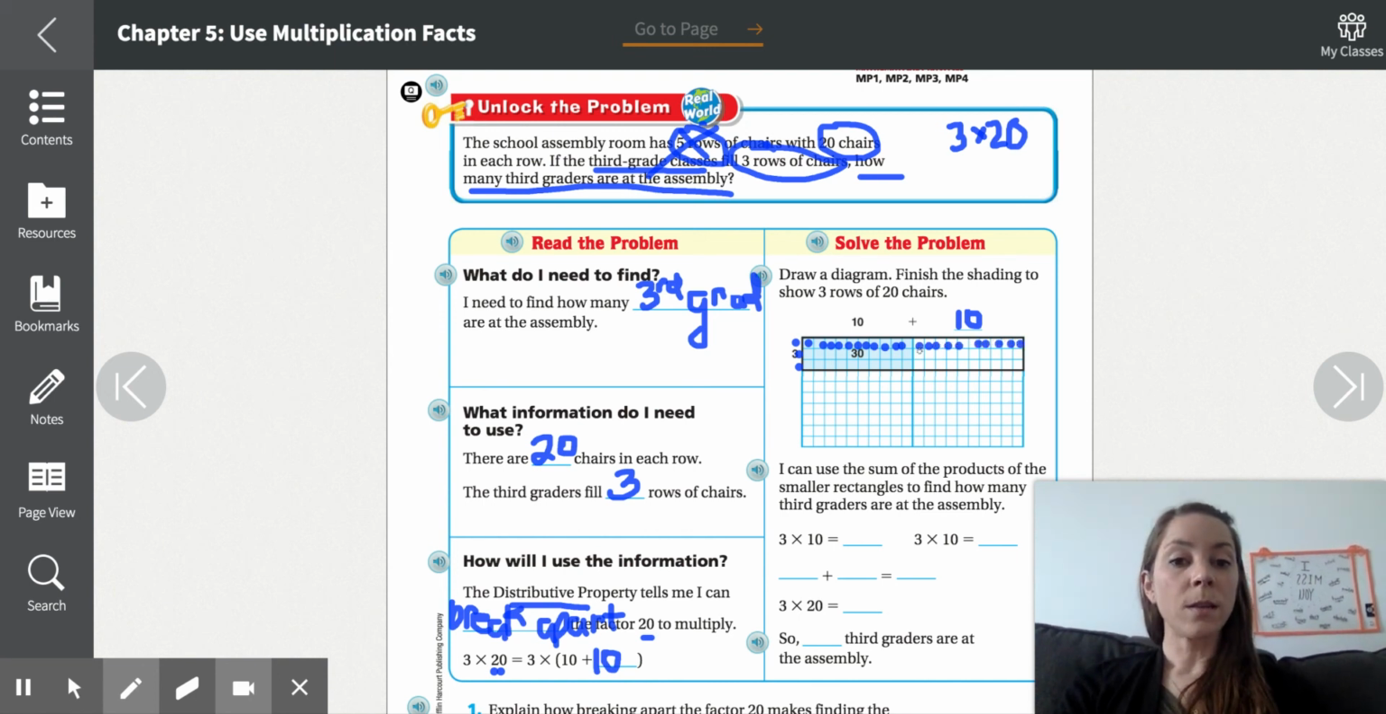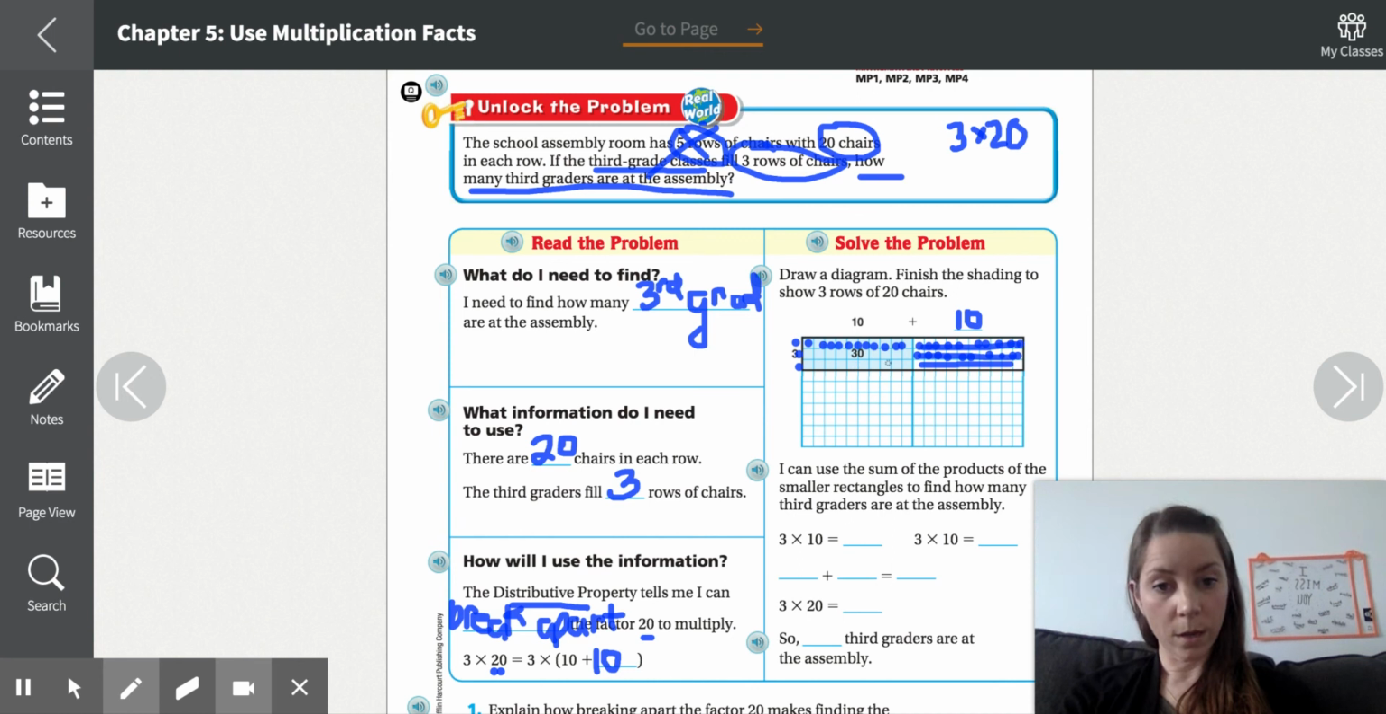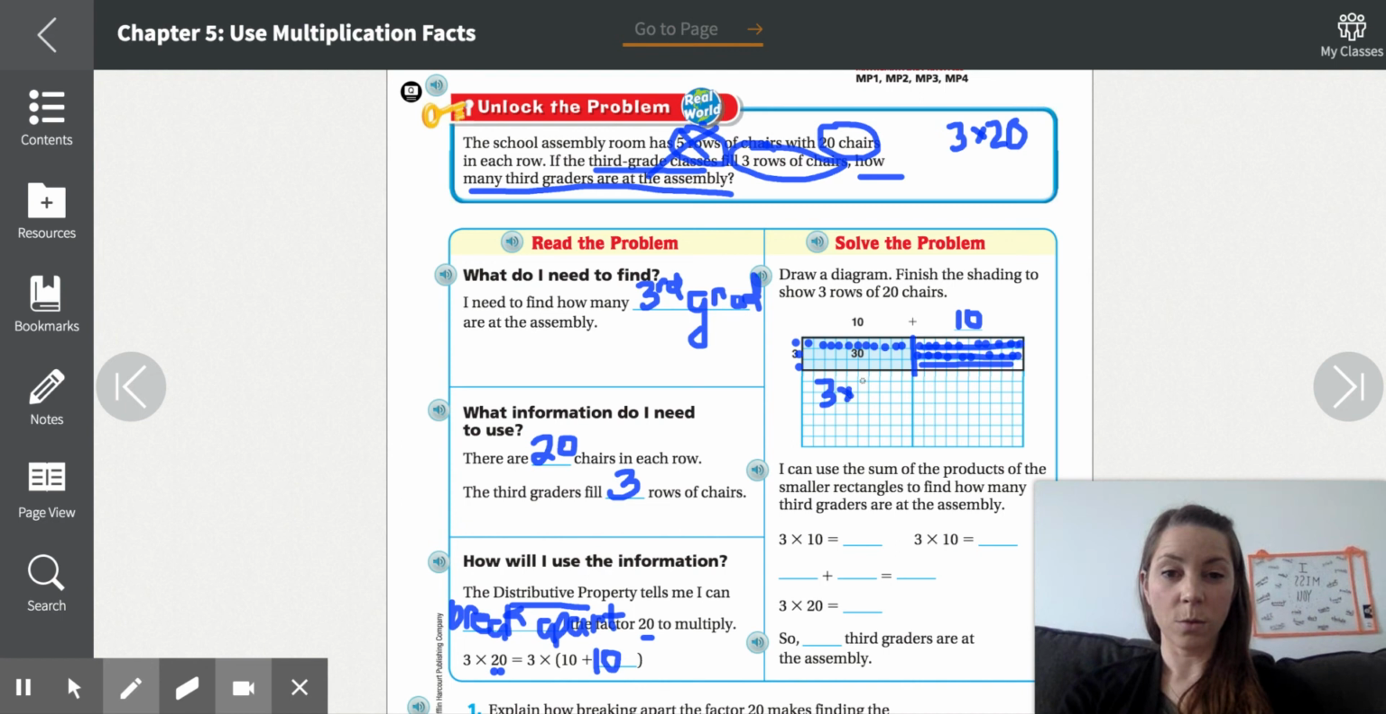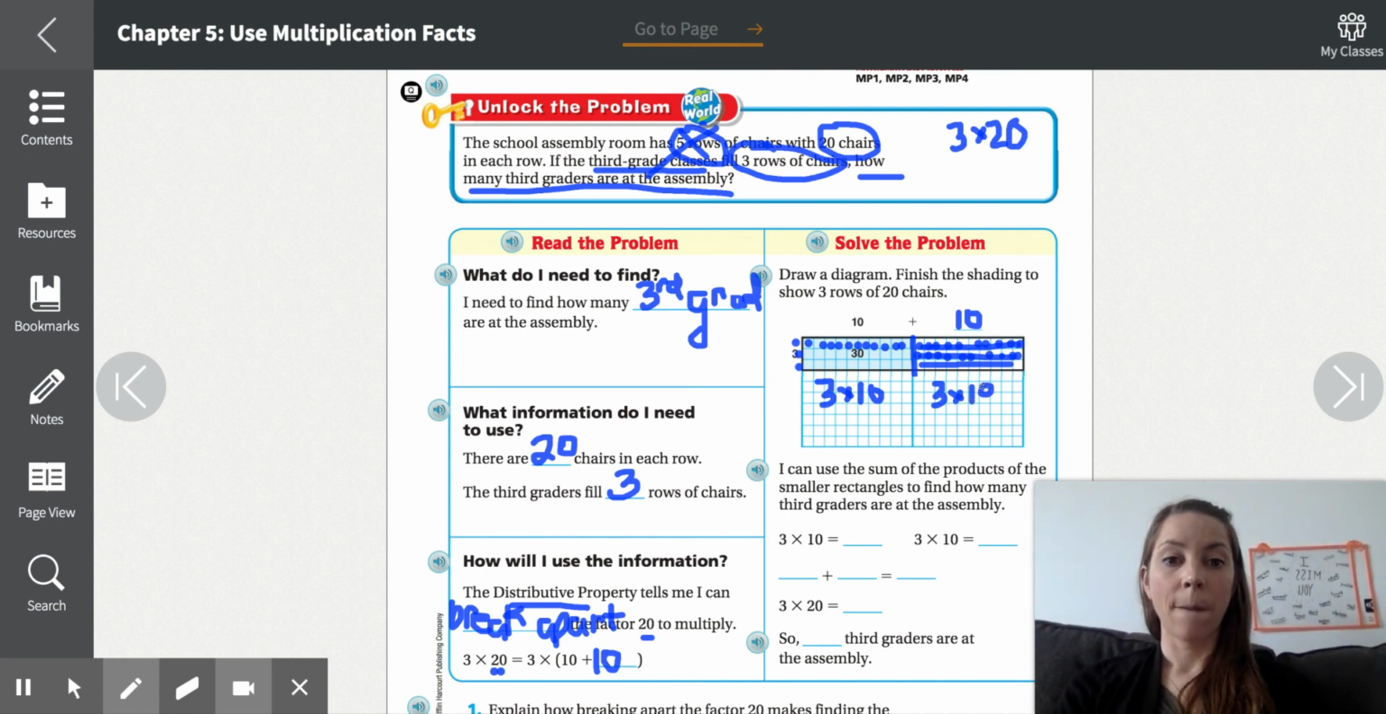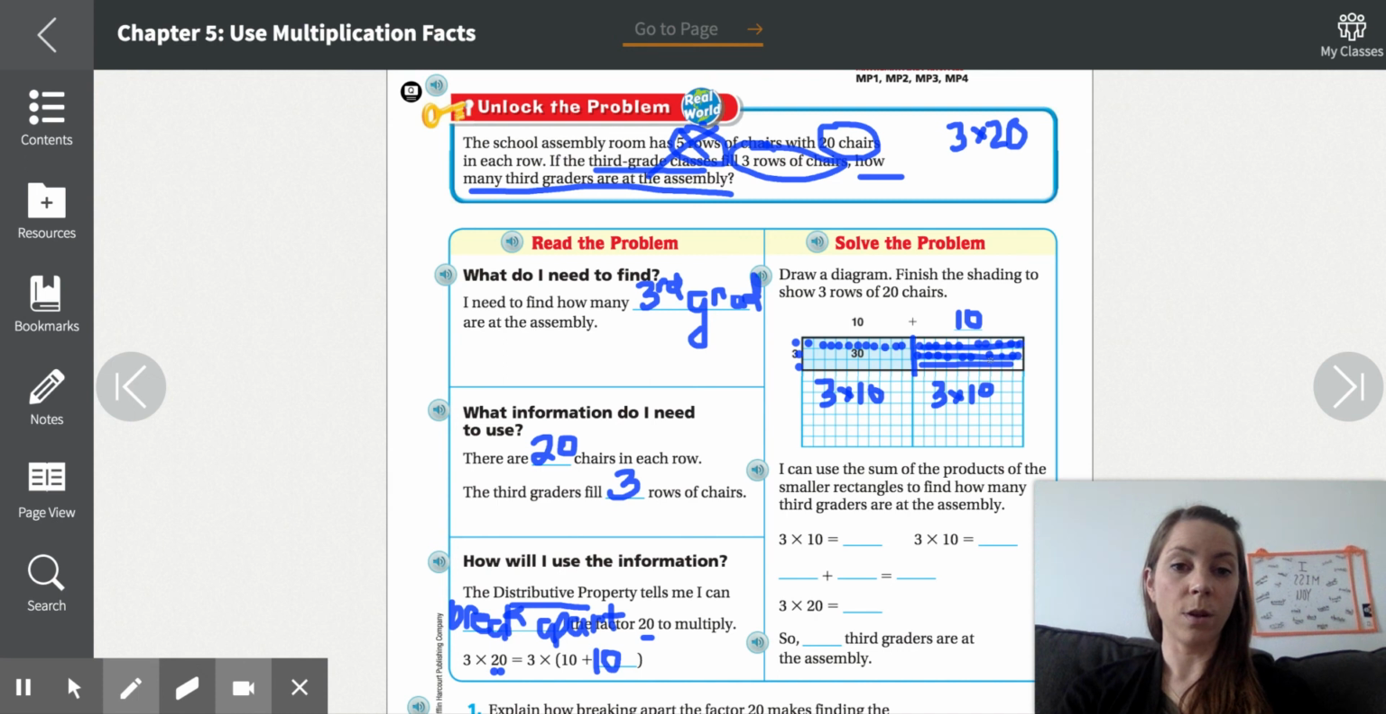Okay, but I need to shade this in because I'm supposed to have 3 rows of it. Now you're going to just shade. I'm just going to fill in the dots this time, but you're supposed to shade just like they did. So this whole picture is 3 rows of 20, but we could break it down into 2 separate pictures. This one is 3 times 10 because it's 3 rows of 10 here. And then this one is also 3 times 10, because it's another 3 rows of 10.